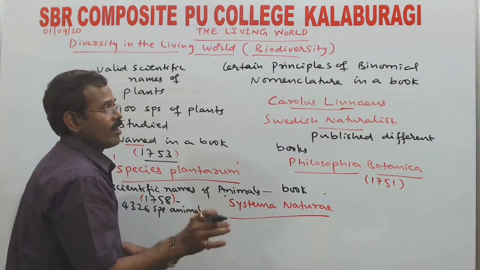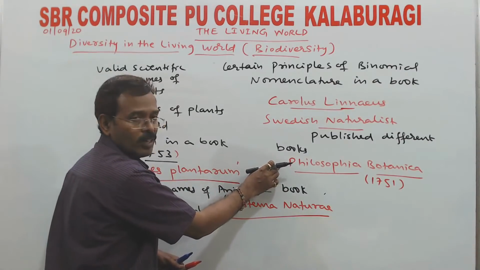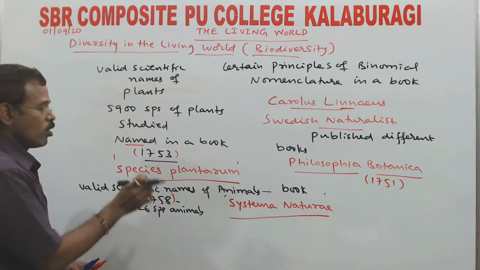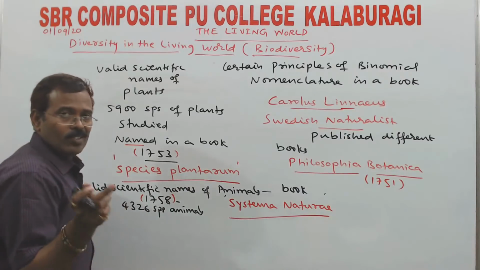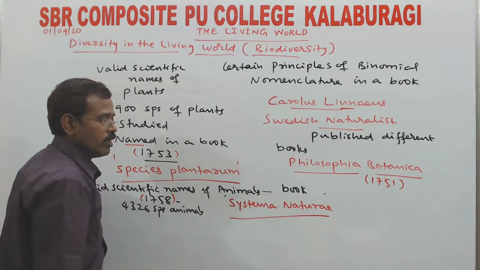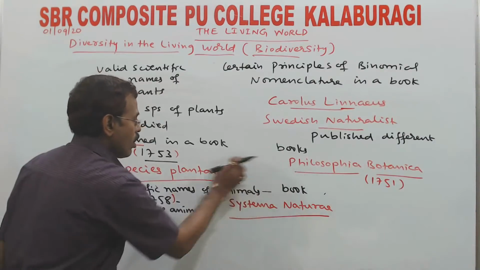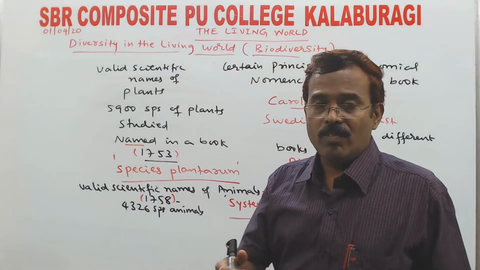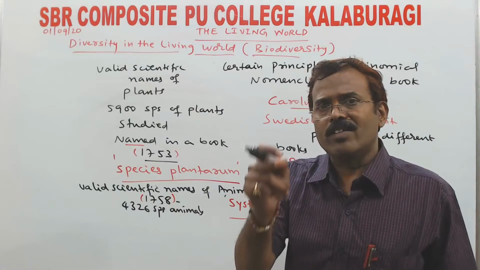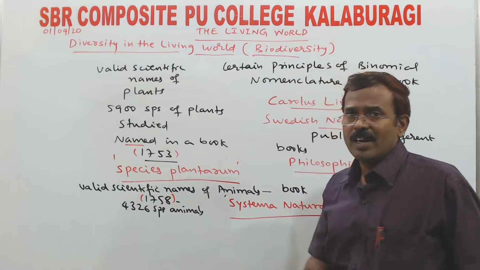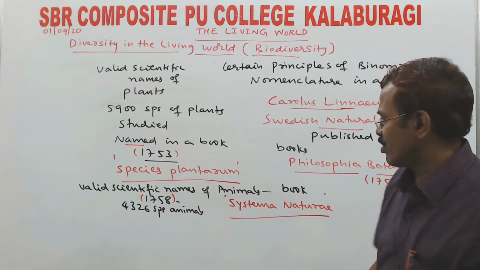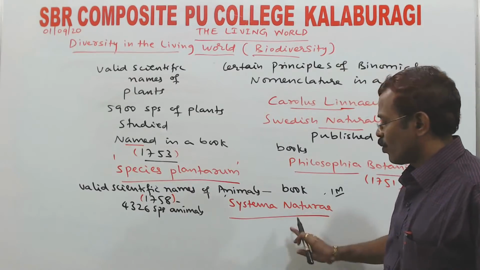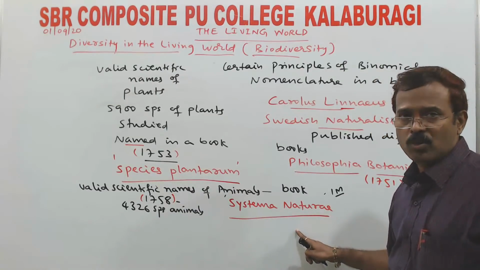Remember, certain principles of binomial nomenclature were given in the book Philosophia Botanica. Valid scientific names of plants were published in the book Species Plantarum. Valid scientific names of animals were given in the book Systema Naturae. So these are the books published by Carolus Linnaeus with respect to the taxonomy field. That's why he is regarded as father of modern taxonomy. In NCERT, only one book is mentioned, the book published by Carolus Linnaeus, one mark very important, that is Systema Naturae.